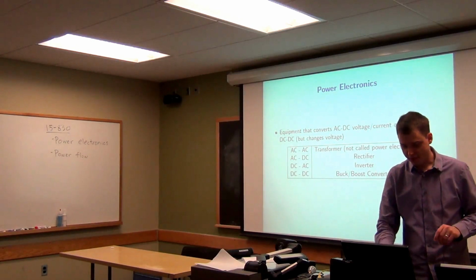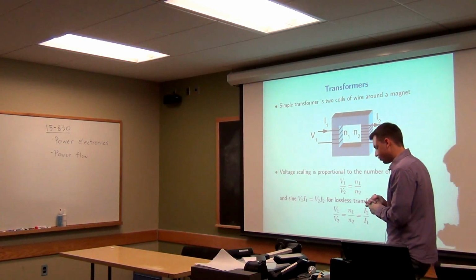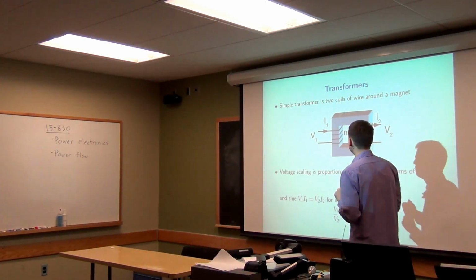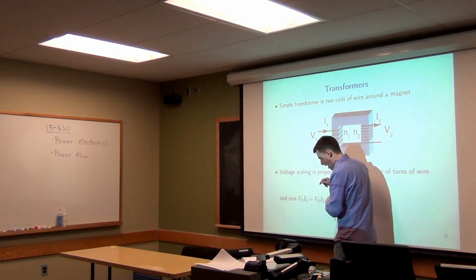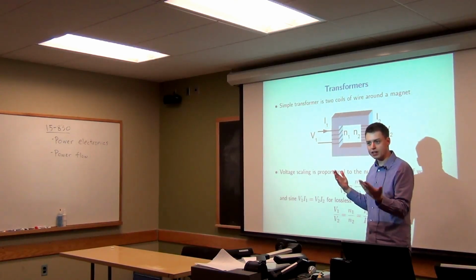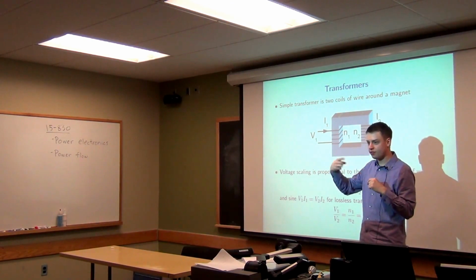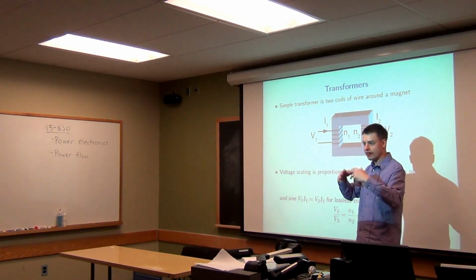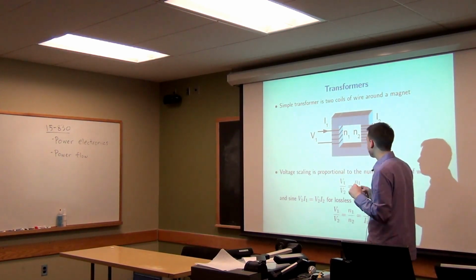So AC to AC. This is called a transformer. The basic idea here is you have two coils of wire around a magnet. That's the simple version. This is just like how a generator works. Remember, the generator had a magnet with a bunch of coils of wire around it, and we would create current through that wire, and that would create a magnetic field.